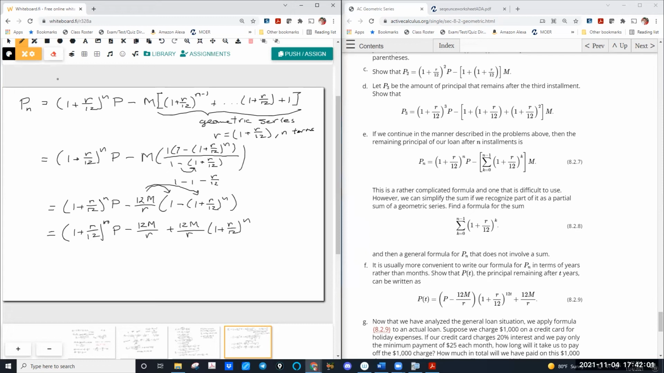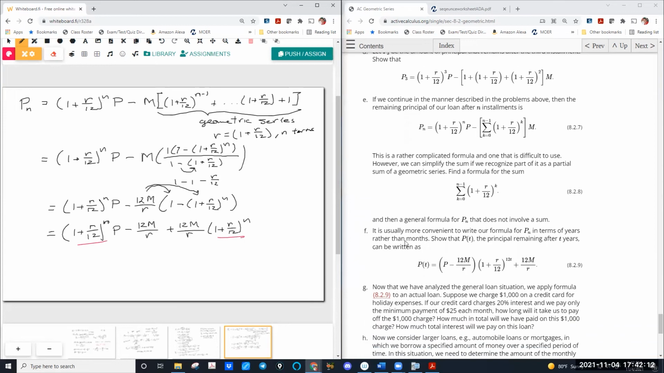Now here's why this is useful. We have a common factor on those two terms. So I can bring those together and I can factor out the 1 plus r over 12 to the n, and that's going to get multiplied by p plus 12m over r, and then minus this 12m over r hanging out at the end, this guy here.